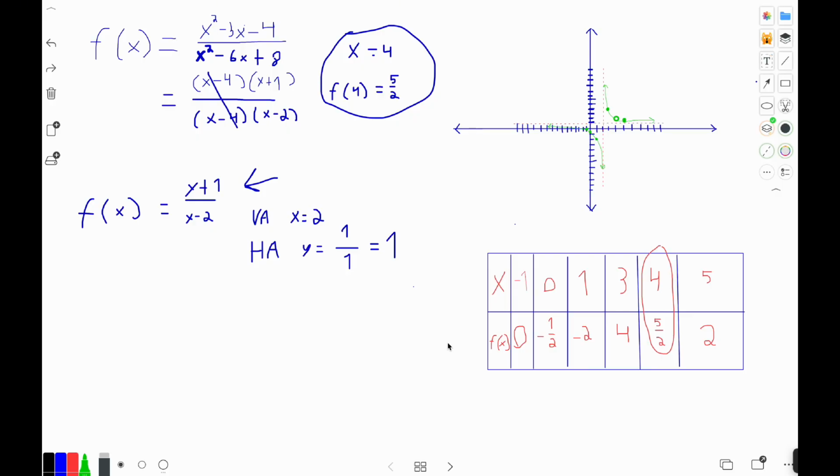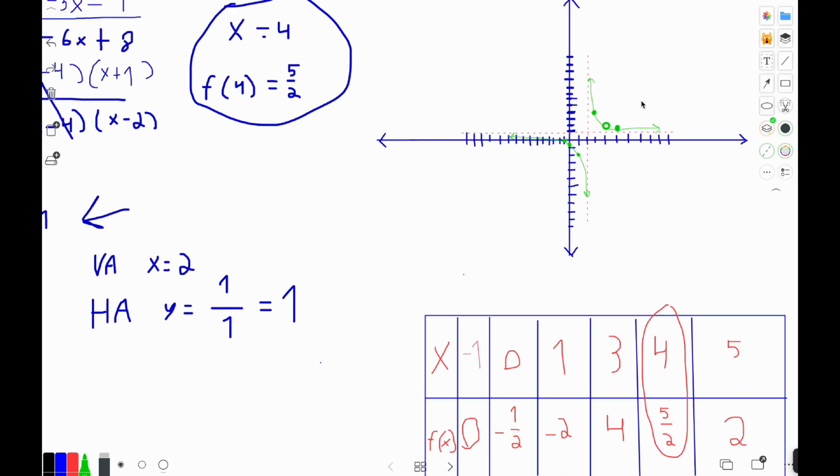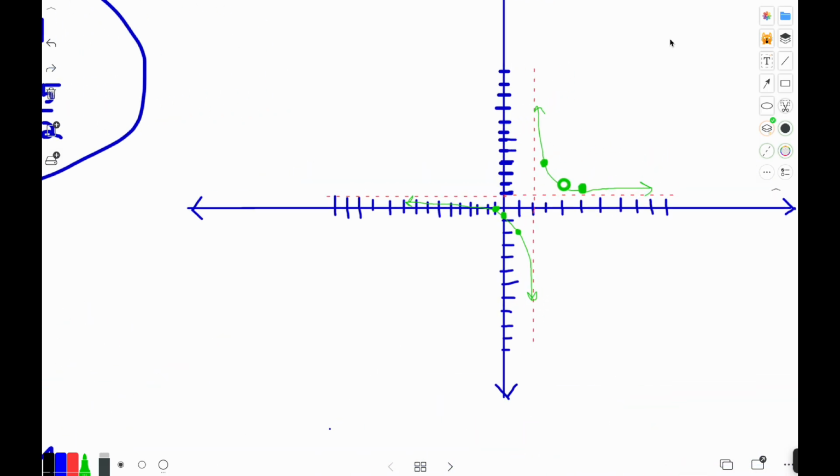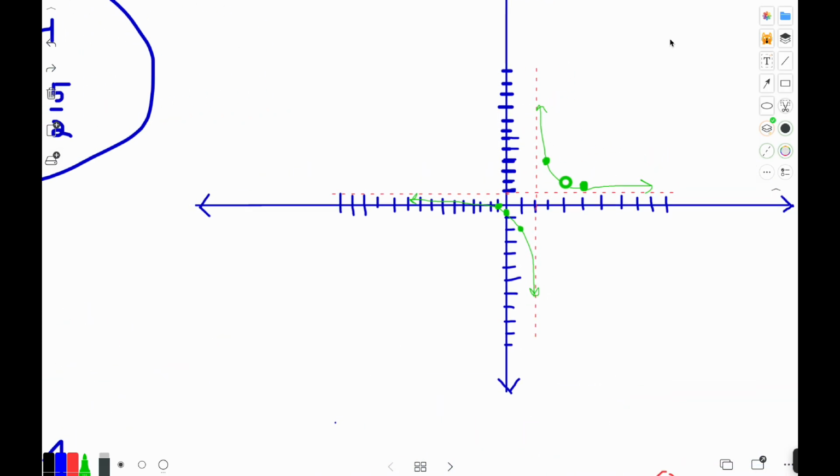And we did it, guys. This is our final graph. Let's zoom in for any of you guys who want to take a closer look. See, we have our holes, we have our points, we have our asymptotes.